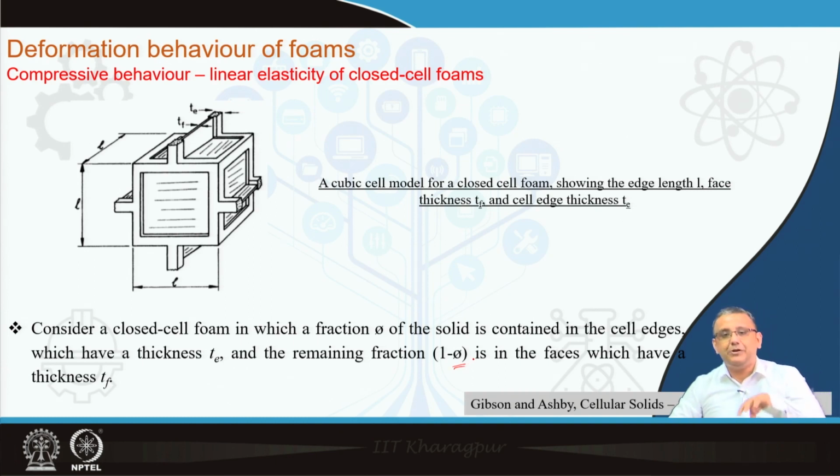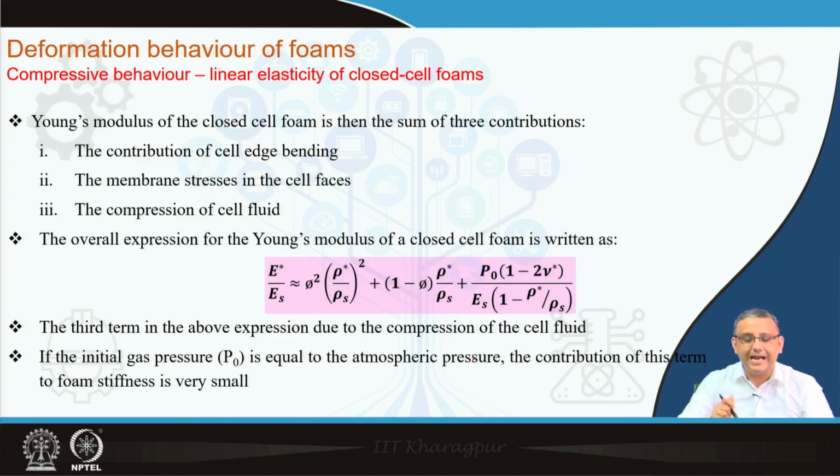This phi parameter determines how much of the material is at the cell edges and how much of the material is at the cell faces. So Gibson-Ashby take care of the different thickness of the faces and edges in this constant phi. That means, if we know the amount of material in the cell edges, we can calculate how much material is in the cell faces, and from that Gibson-Ashby proposed this simple relation for the Young's modulus of the closed cell material.